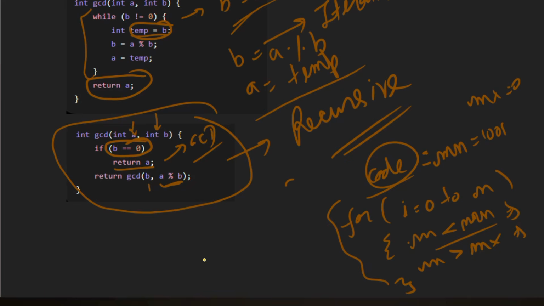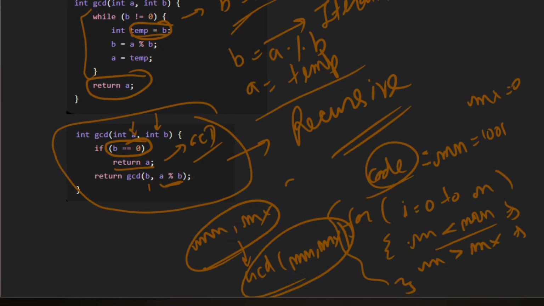So after this loop, what we'll get? We'll get minimum and maximum, right? Then we use the function GCD of minimum comma maximum, and return this value.